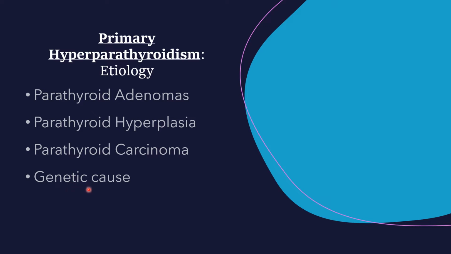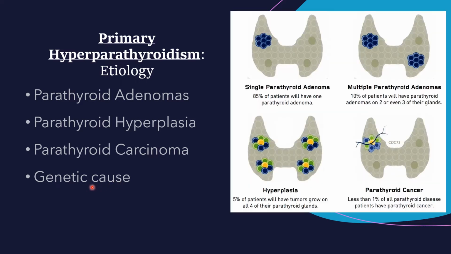Another etiology would be genetic cause. All of them can be genetic or can also be environmentally formed. But genetic causes mean that it's part of multiple endocrine neoplasia, which is the most common. You can see again the different types with the percentages.